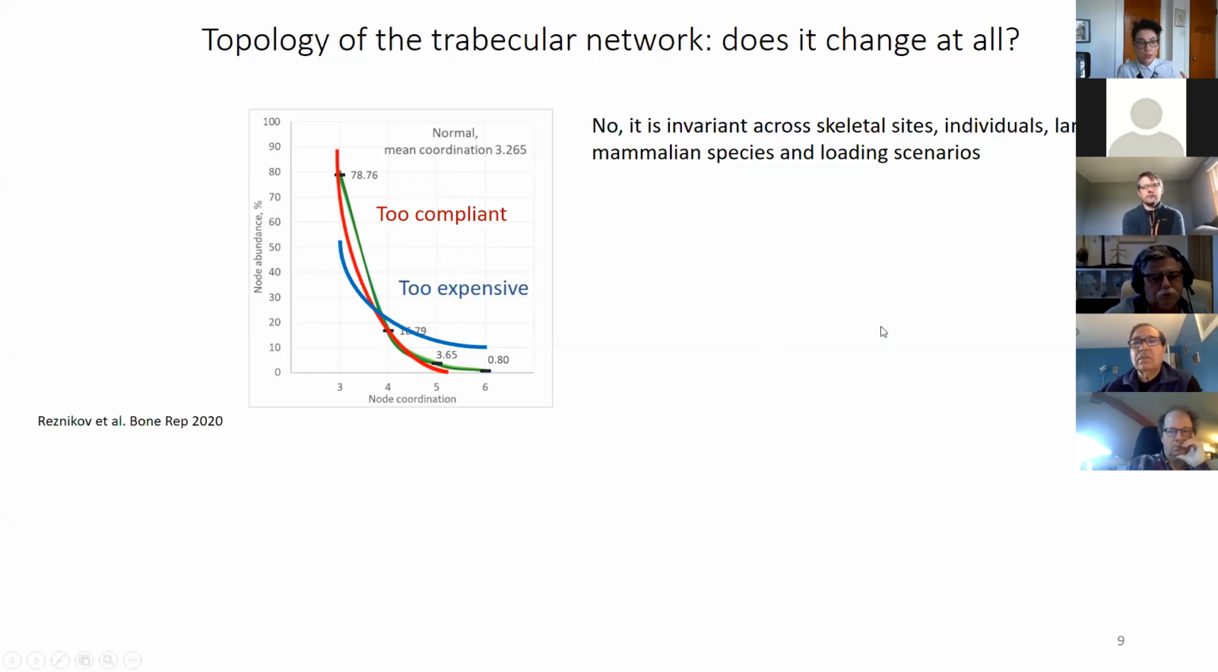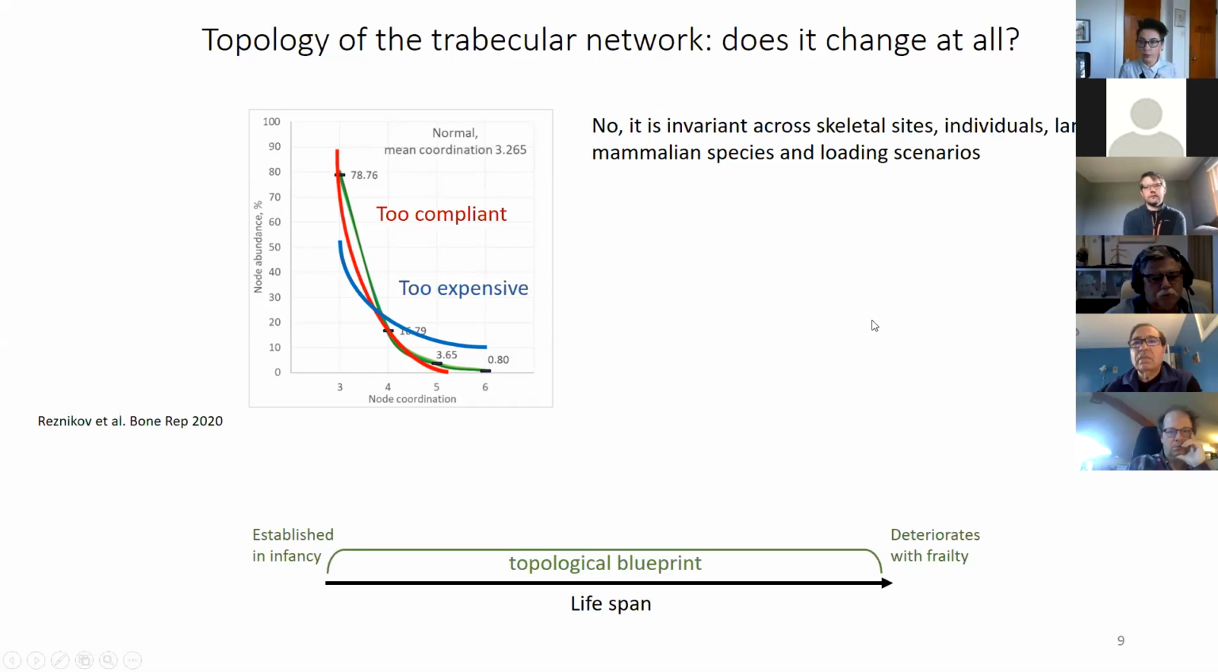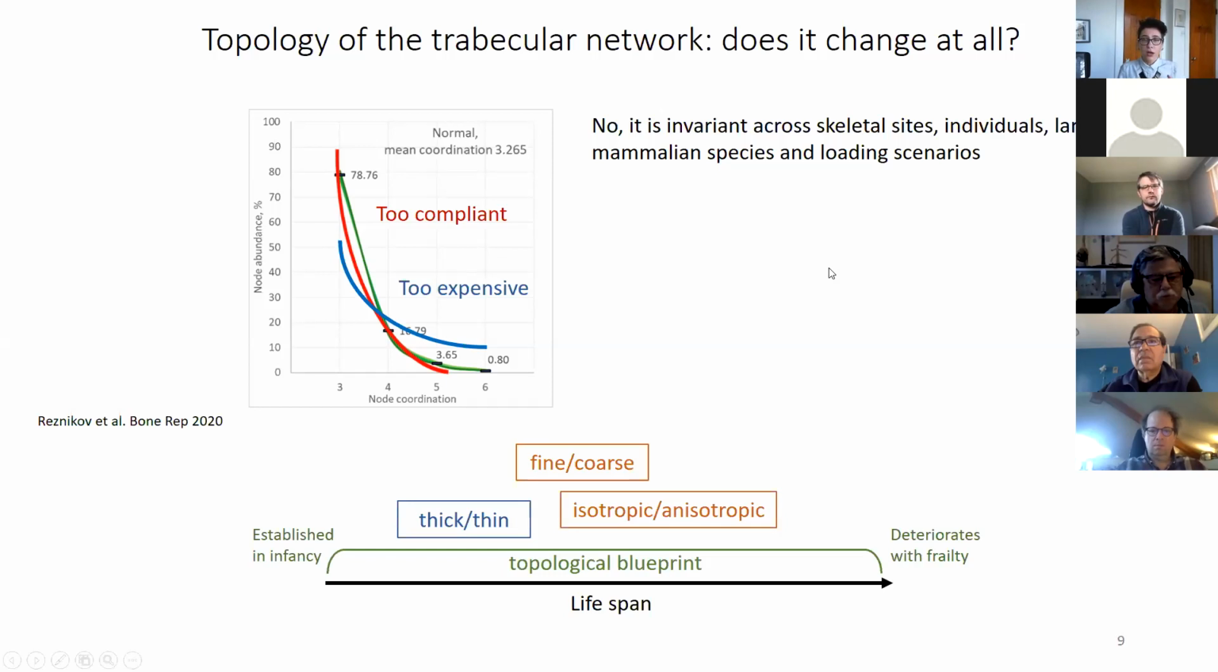So the point here is that we have this very fundamental topological blueprint that is established early and deteriorates late, if at all. And on top of this basic structure, bone can adapt by building thicker elements, thinner elements, coarser elements, finer elements, and then the cycles of morphological adaptation can come over and over again during one's lifetime. But everything is based on the same topological blueprint.